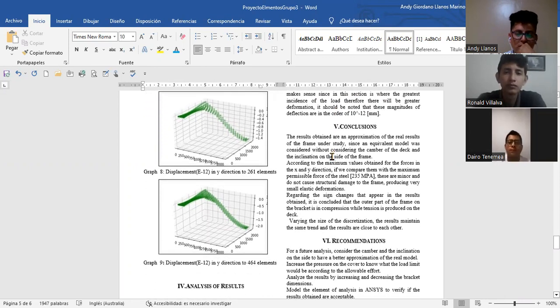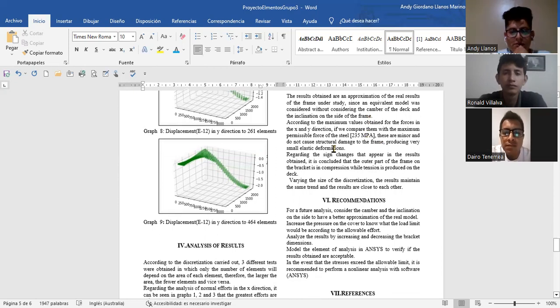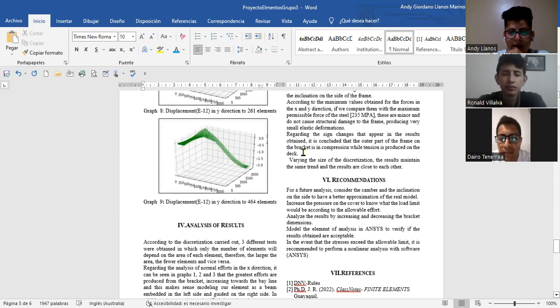And for conclusions, the results obtained are an approximation of the real result of the frame under study, since an equivalent model was considered without considering the camber of the deck and the inclination of the side of the frame. According to the maximum values obtained for the stresses in x and y direction, if we compare them with the maximum yielding stress of the steel, 235 megapascals, these are lower and they do not cause structural damage to the frame. Regarding the sign change that appears in the results, it is concluded that the outer part of the frame and the bracket is in compression while tension is produced on the deck.